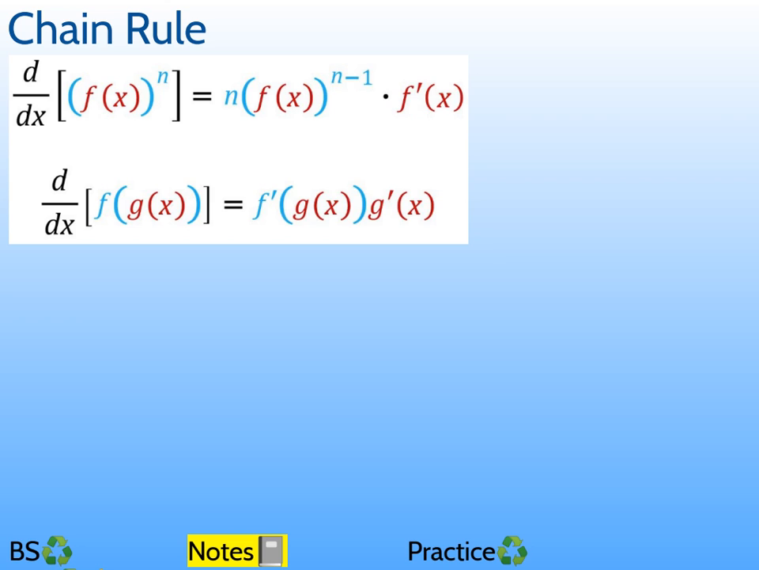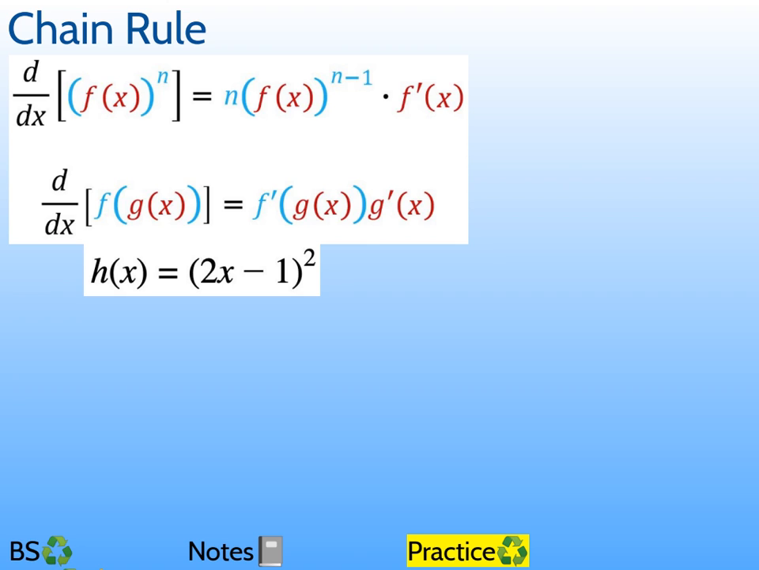So it also works the same way when composing functions. Basically, you take the derivative of the outside function and then leave the g of x in there, and then you multiply by the derivative of g of x. So let's see how it worked with that example we had before.